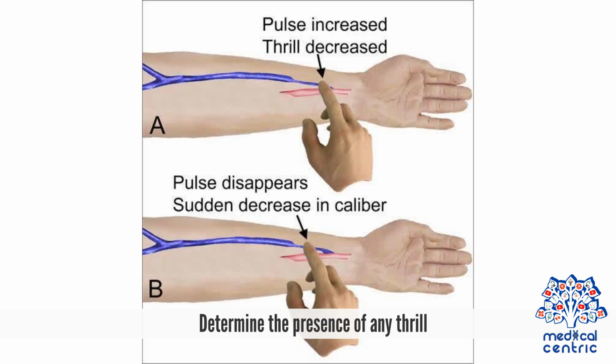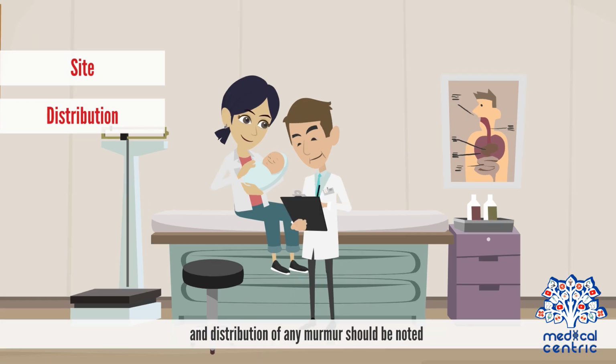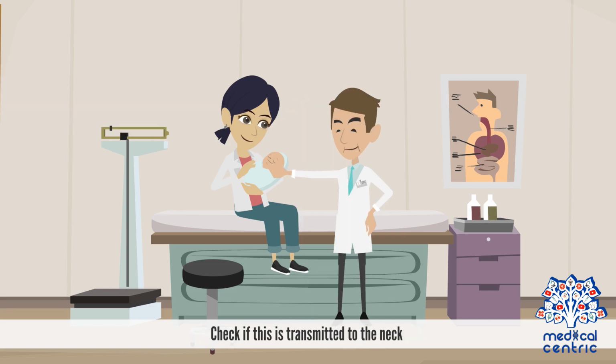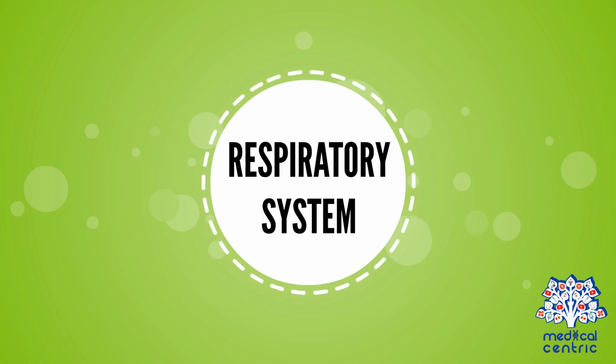Determine the presence of any thrill. Listen to the first and second heart sounds, then the sounds between them and any murmurs between the heart sounds. The timing, character, loudness, site, and distribution of any murmur should be noted. Check if this is transmitted to the neck. Record blood pressure if heart or kidney disease is suspected.